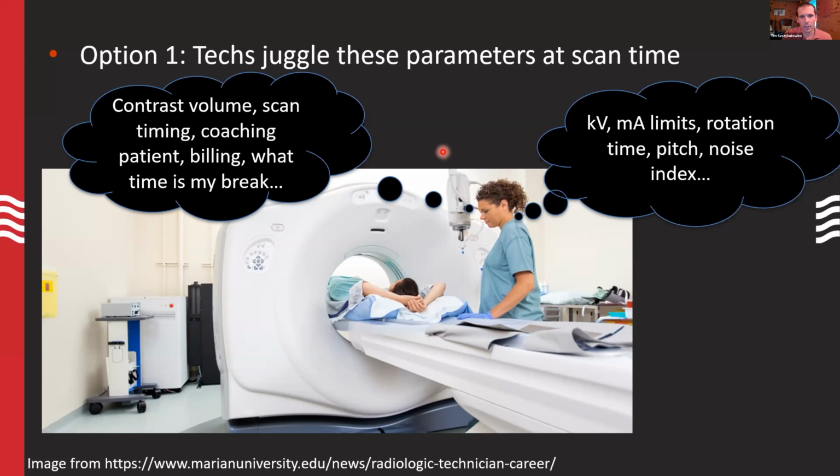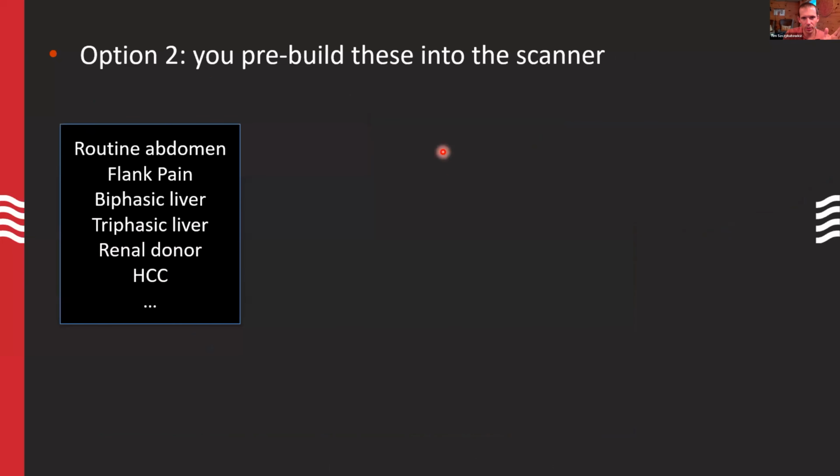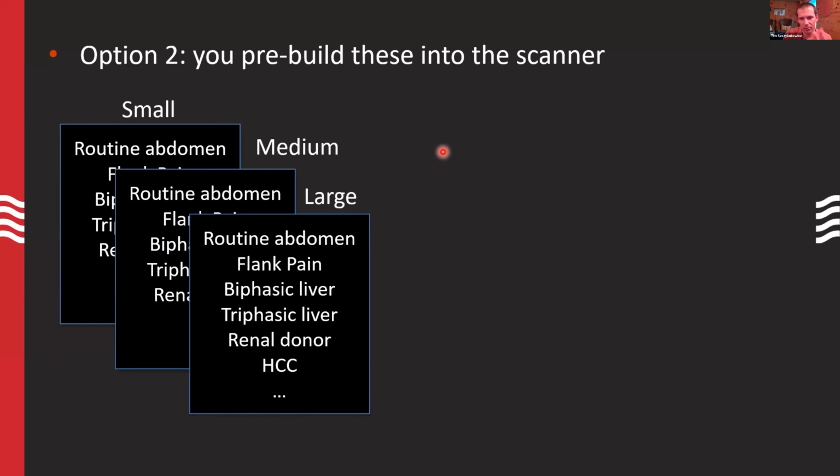Yeah, okay. So the next one is option 2. We could just pre-build these into the scanner. That's how we've done it at Wisconsin. I think this is the most common way, where you pre-build what you're going to do for small, medium, and large patients for each indication, so the technologist knows what they need to image, say biphasic liver, can size up their patient, and then pick the proper size protocol from the scanner. They're not doing any physics.